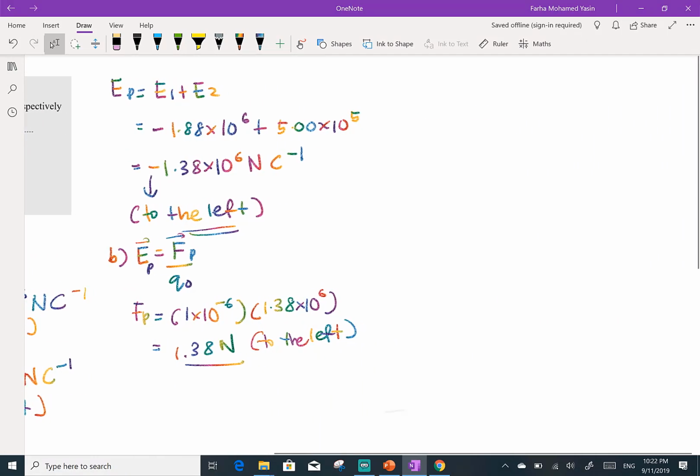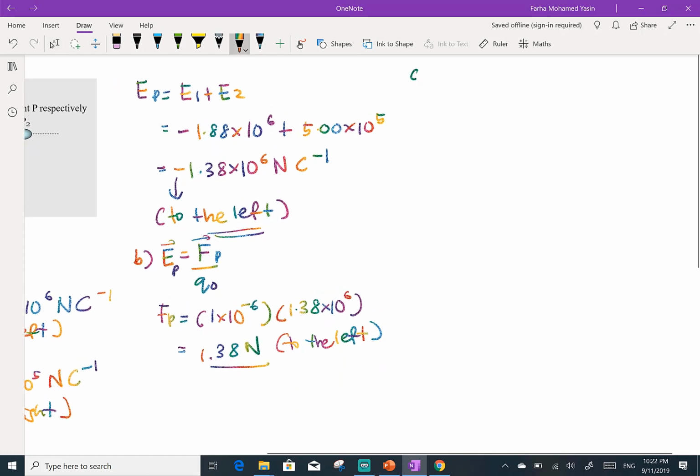Okay, so to answer this one, kita perlu lukiskan dulu charge tadi. Okay, kita ada Q2, kita ada Q1. Okay, so kita perlu assume sahaja di mana-mana point, kita katakan kita letak sini sebagai satu point di mana E tu equals to 0. Okay, katakanlah ini point A.